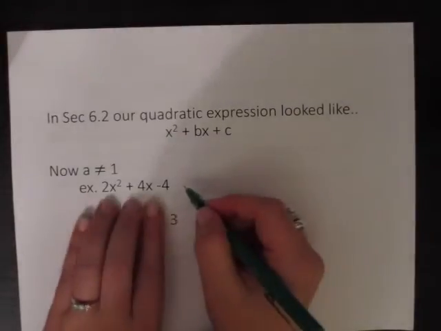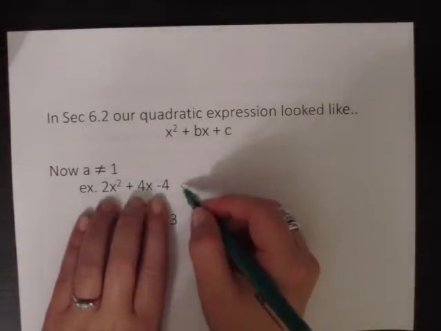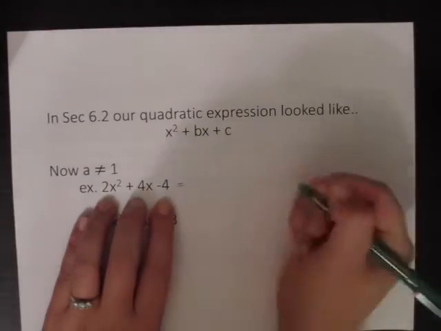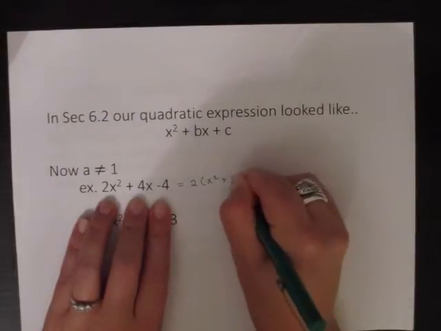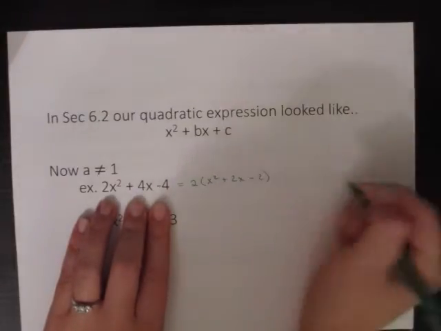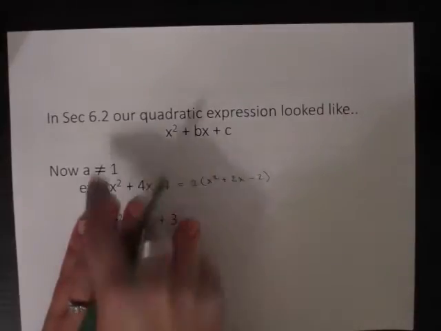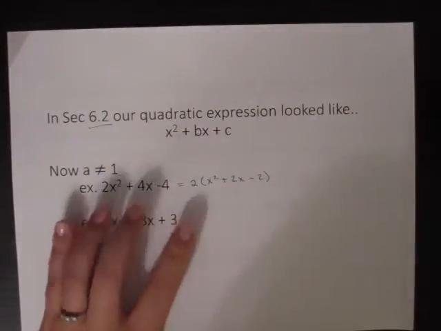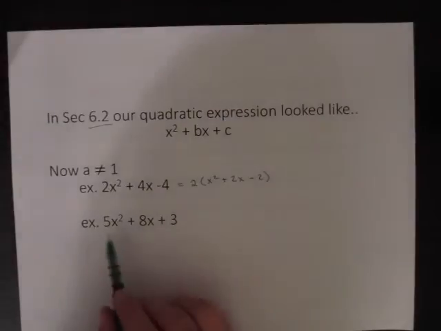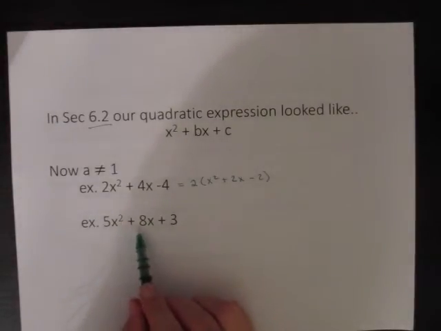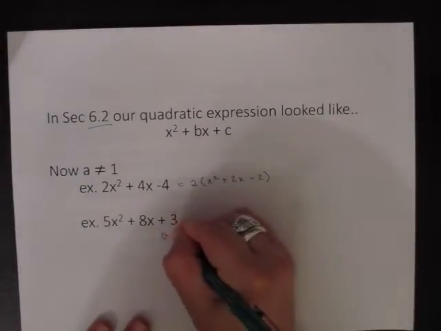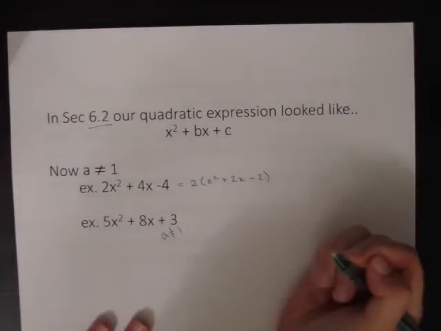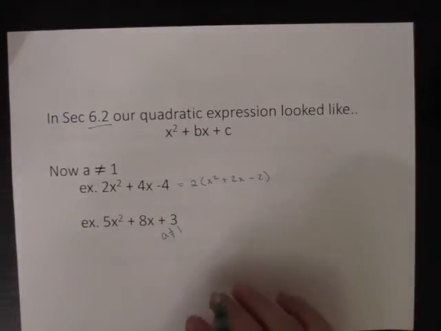Alright, so for this first one, if I look at it, I can see that I can pull out a GCF. And hopefully you can see that too. So when I pull out my 2, then I've got x squared plus 2x minus 2. And then I can do the same thing that I did in section 6.2 with my a not equal to 1. But right here, if I have 5x squared plus 8x plus 3, is there anything that they have in common? Absolutely not. So this is where I have my a does not equal 1. Alright, and that's what we're going to be focusing on today.